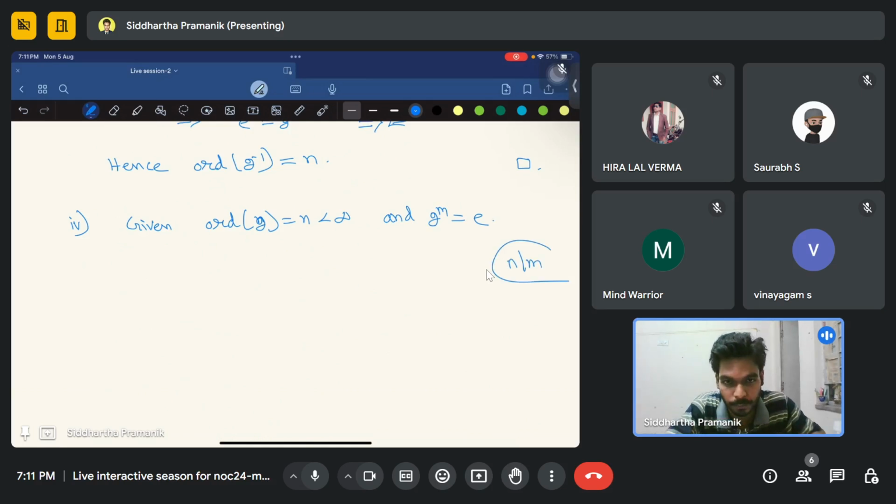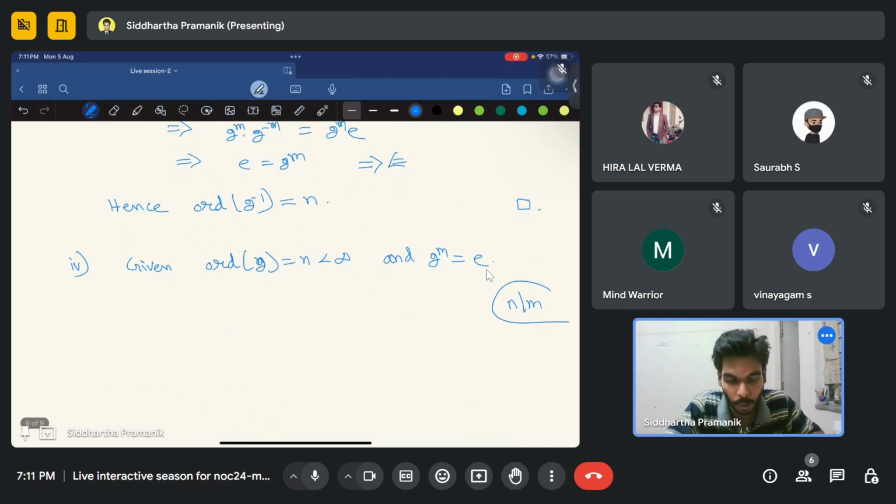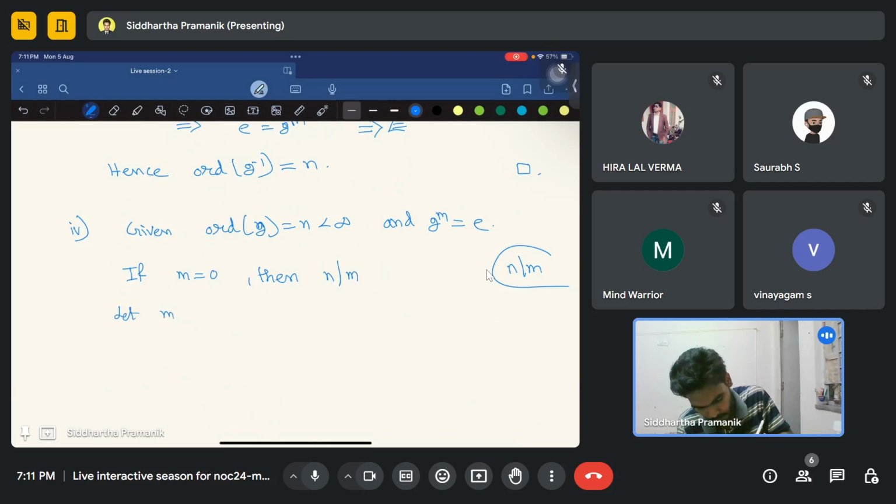Whenever you are trying to prove something, always first remember what is given and what you need to prove, and then try to link those two things. Because here in group theory, many things come naturally. So we need to prove m is divisible by n. If m is 0, then 0 is divisible by every non-zero integer, right? So n divides m. So let m be non-zero.